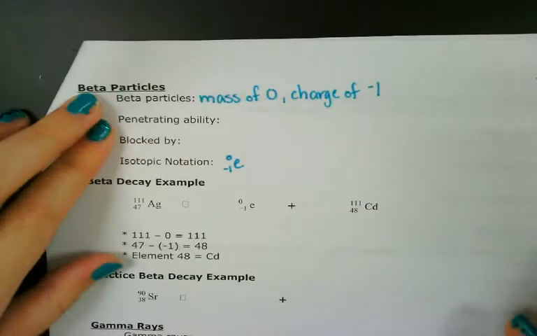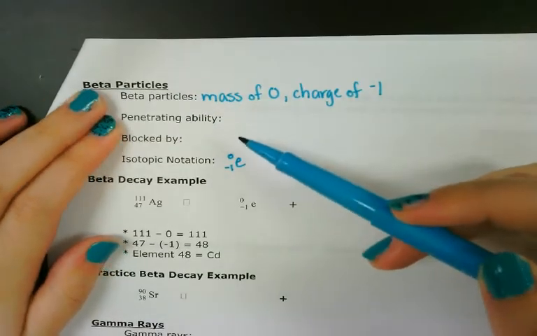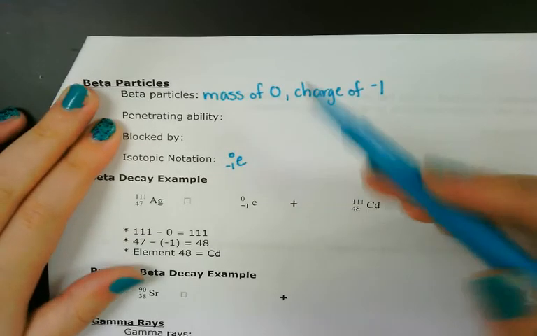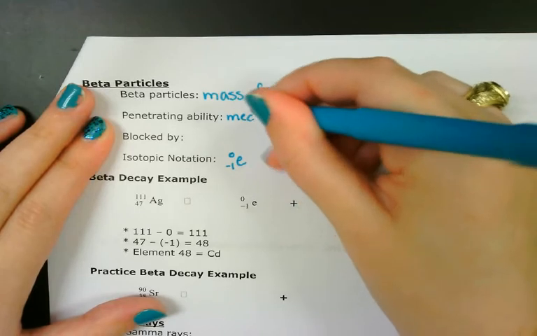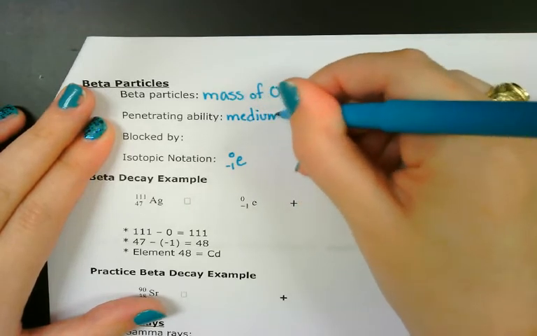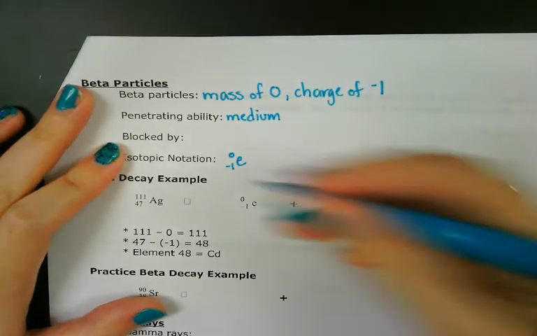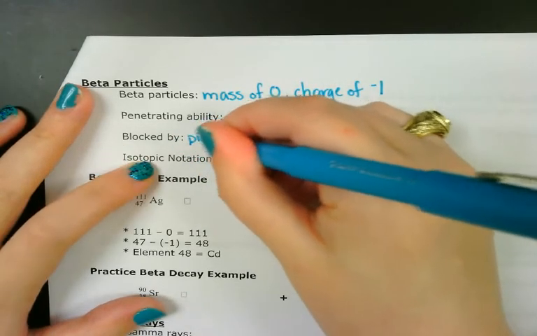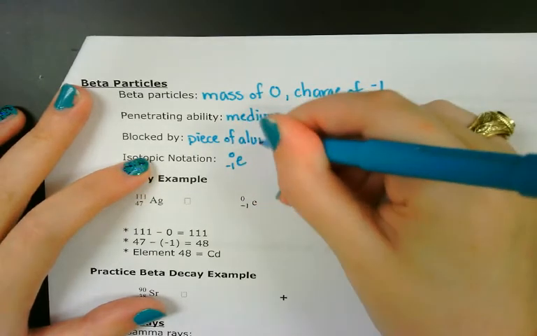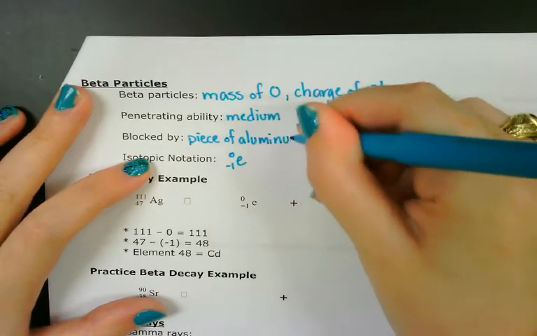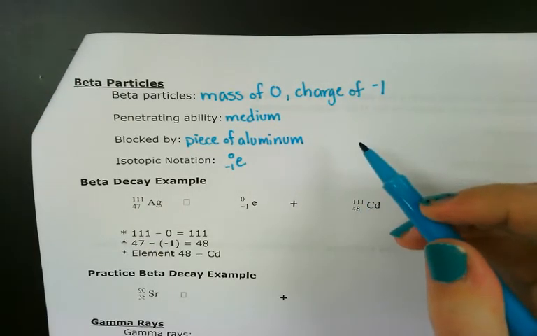Alright, so if alpha particles had a really low penetrating ability, beta particles have about a medium penetrability. So we're just going to put medium. And when we say medium, it means it can be blocked by a piece of aluminum. So it's a little more heavy-duty than a piece of paper, but a single sheet of aluminum will block the beta particles from going through.